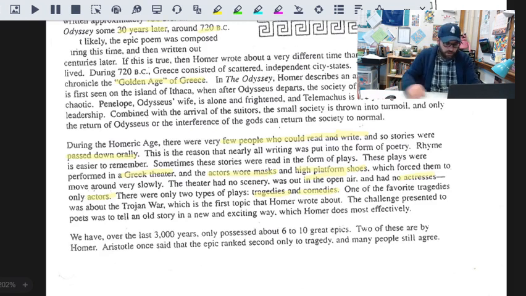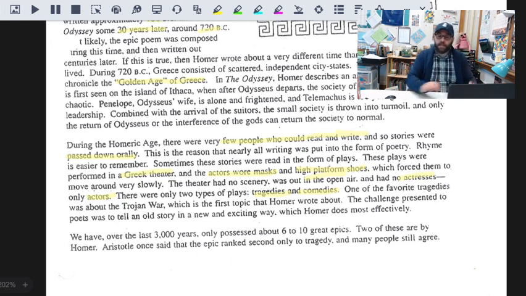Homer was thought to be blind. We're going to find out more about that in our next passage. And let's put only comedies and tragedies. Also, most people couldn't read or write back then.